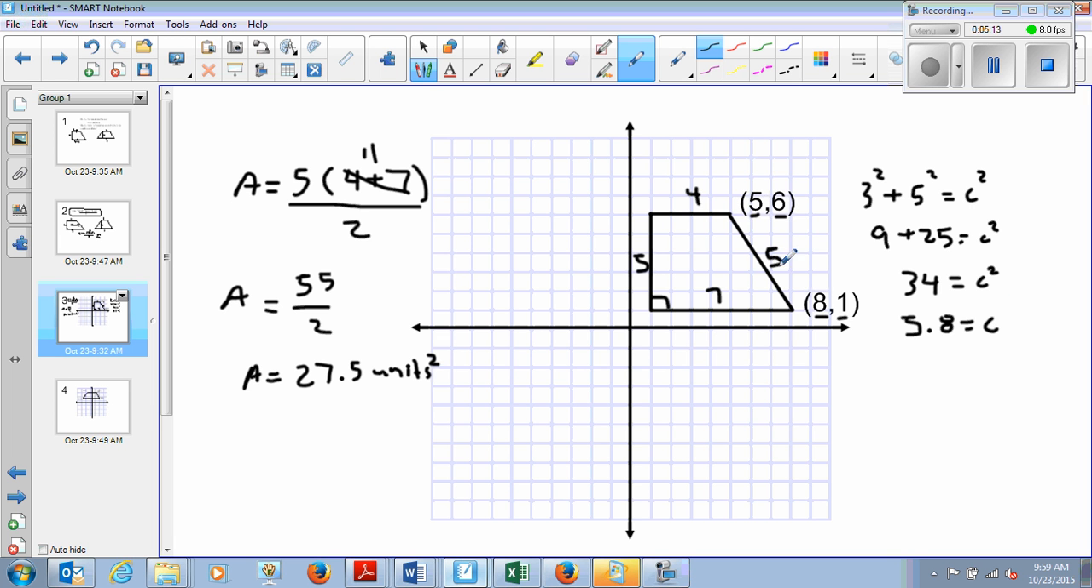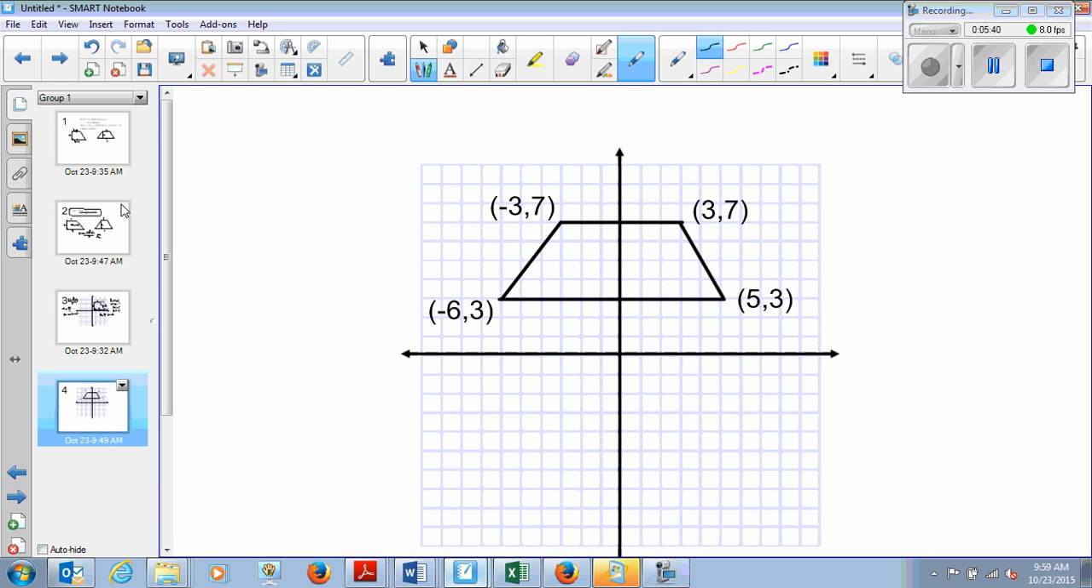So now for the perimeter, we just go ahead and add up the sides. 4 plus 5 plus 7 plus 5.8 gives us a perimeter of 21.8 units. Not easy to write with a mouse. Okay, so there's the area, there's the perimeter. Let's look at another example here.